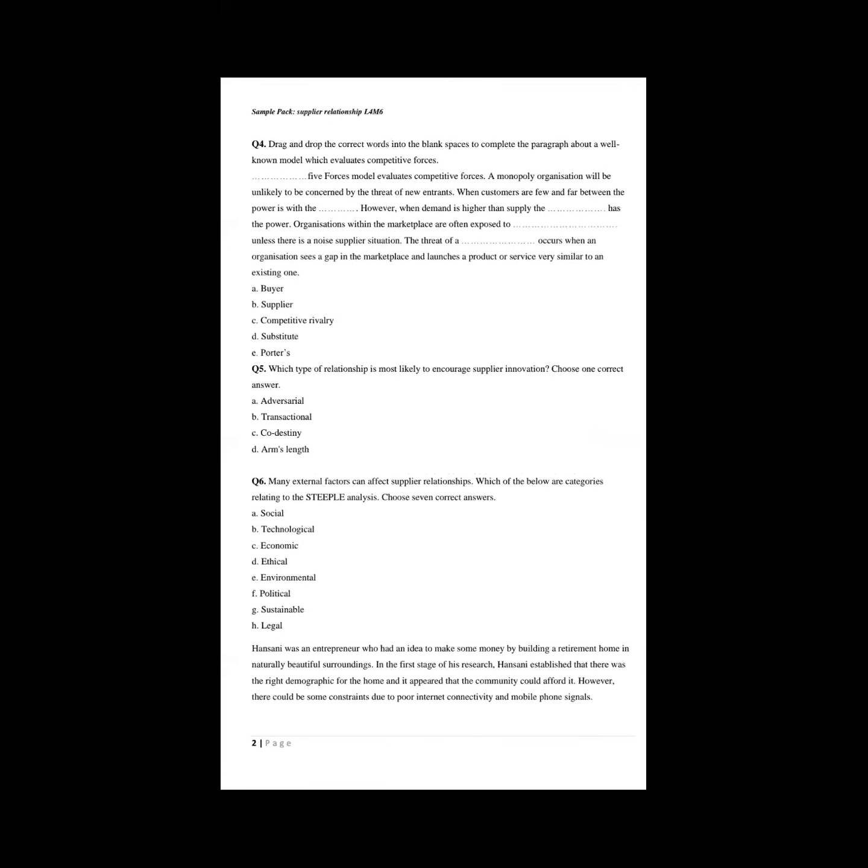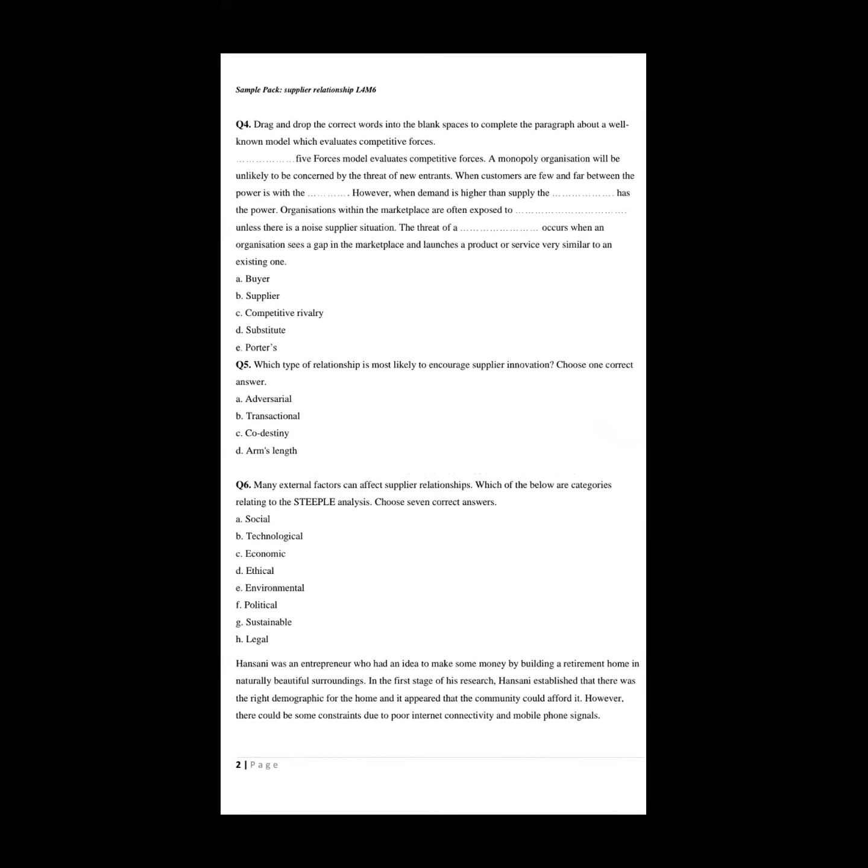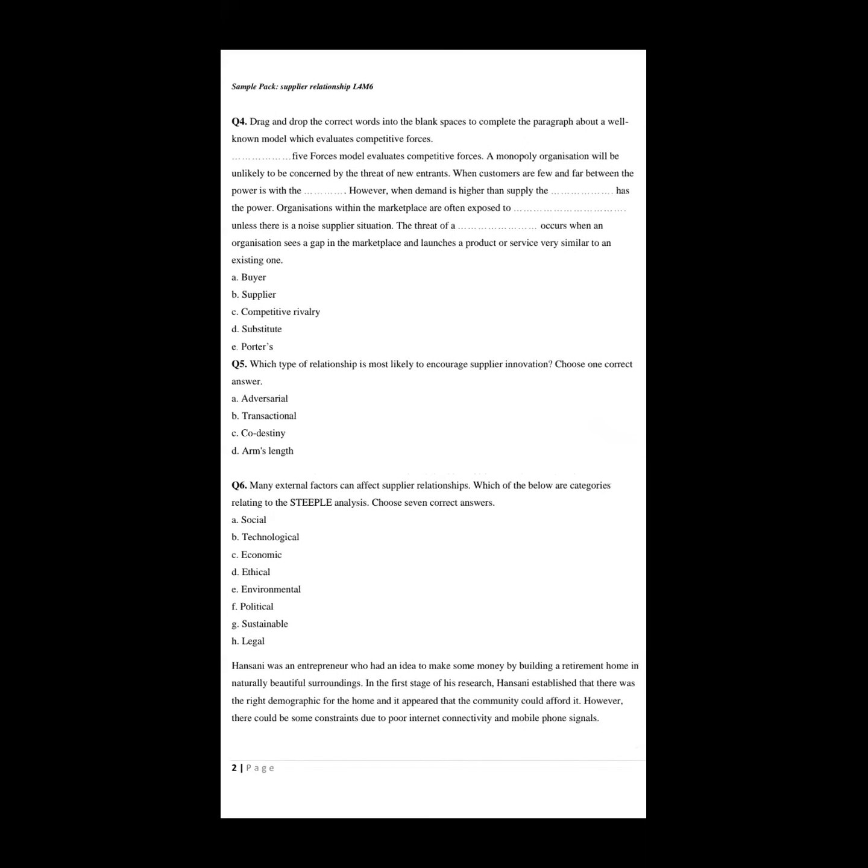Yes, please read it. Okay, question 4. Drag and drop the correct words into the blank spaces to complete the paragraph about a well-known model which evaluates competitive forces. Good. That's like Porter's Five. Yeah, Porter's Five Forces.